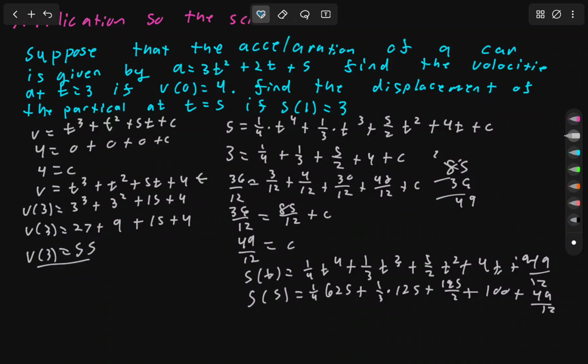All right. Now what we have to do is, once again, probably try and get everything into common denominators, but I'm going to go to my calculator here, because sometimes it's okay to use calculators. And after punching that in, we get a value of s of 5 is equal to 364.5.